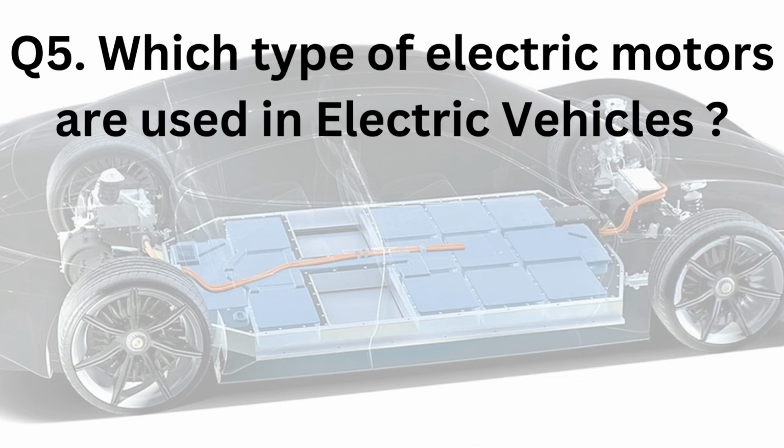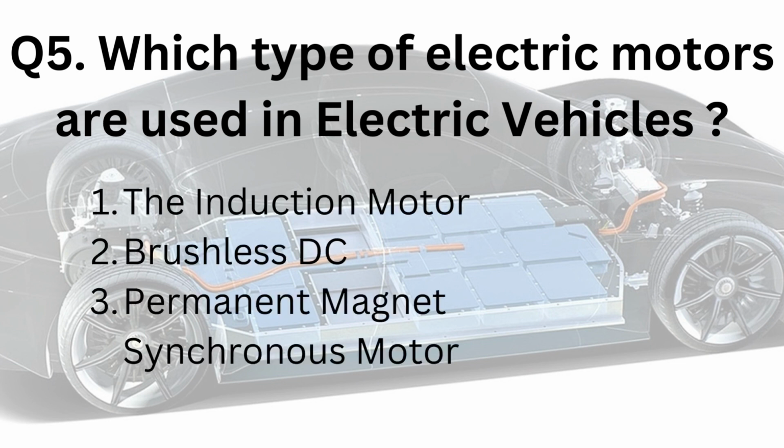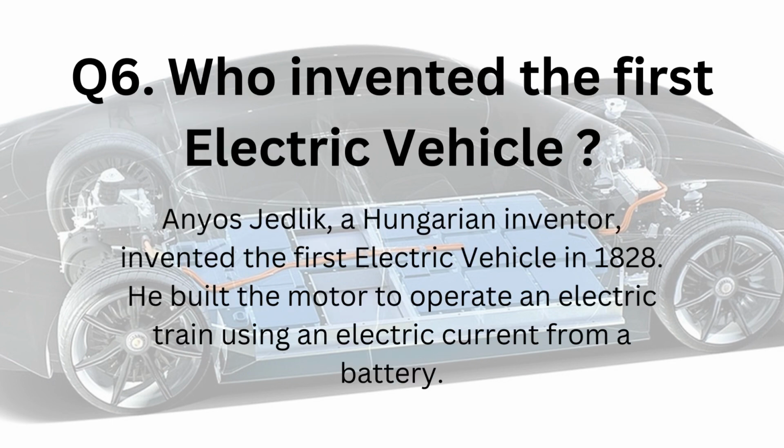Next question is, which type of electric motors are used in electric vehicle? The common motors used in electric vehicles are induction motor, brushless DC motor and the permanent magnet synchronous motor. Who invented the first electric vehicle? Anyos Jedlik, a Hungarian inventor, invented the first electric vehicle in 1828, and he built the motor to operate an electric train using the electric current from the battery.